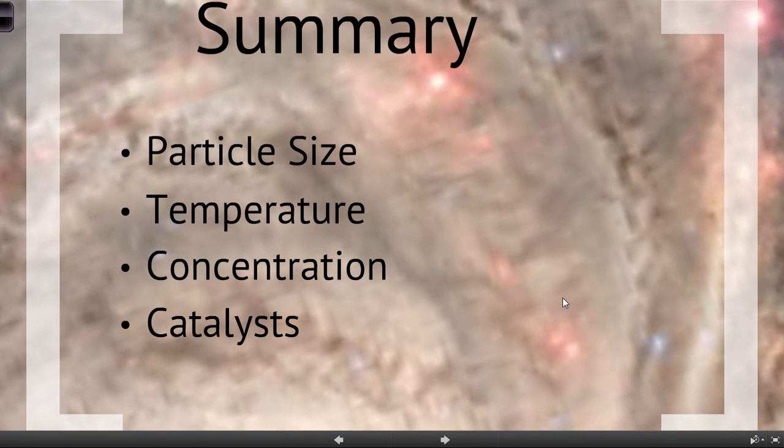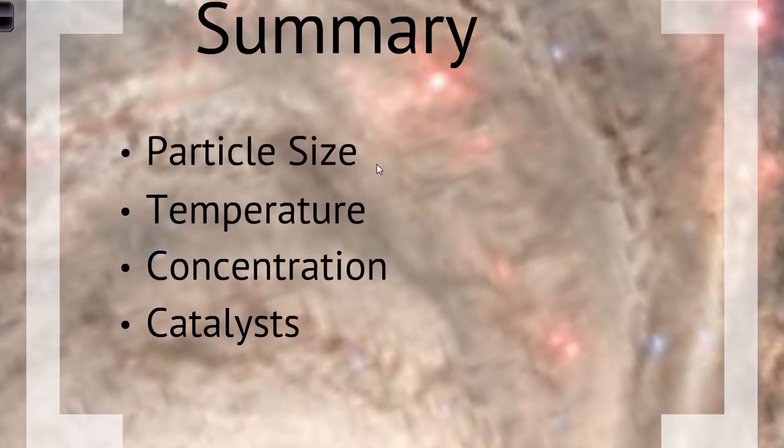So in summary, guys, to speed up a chemical reaction, we can change the particle size. So a small particle size gives us a faster reaction. We can change the temperature. A higher temperature gives us a faster reaction. We can increase the concentration. The more concentrated, a faster reaction. Or we can add a catalyst, a helper, to speed up the reaction.